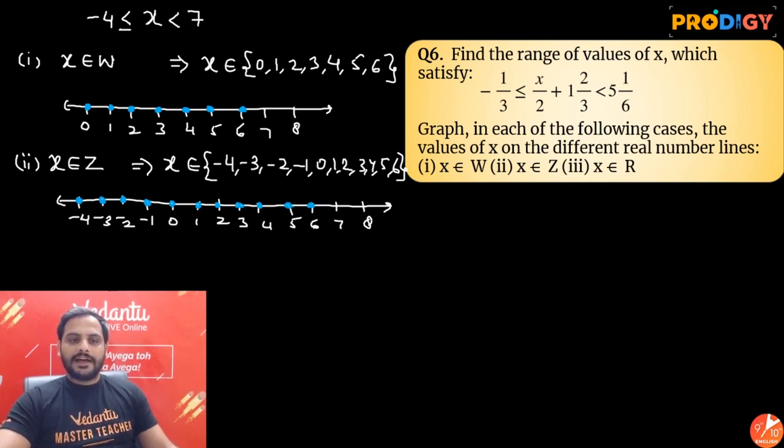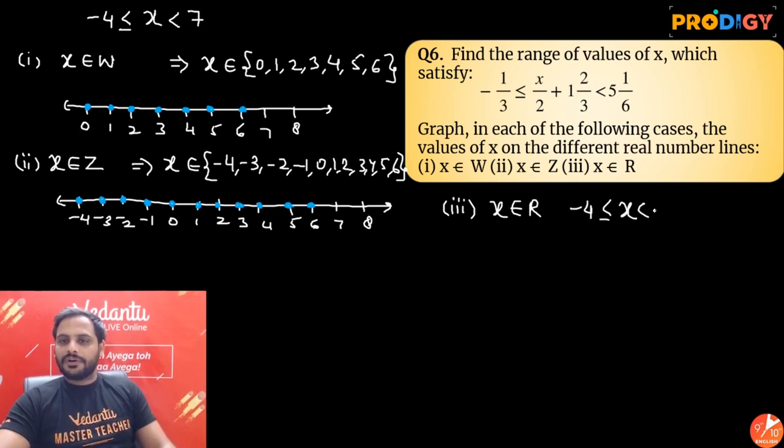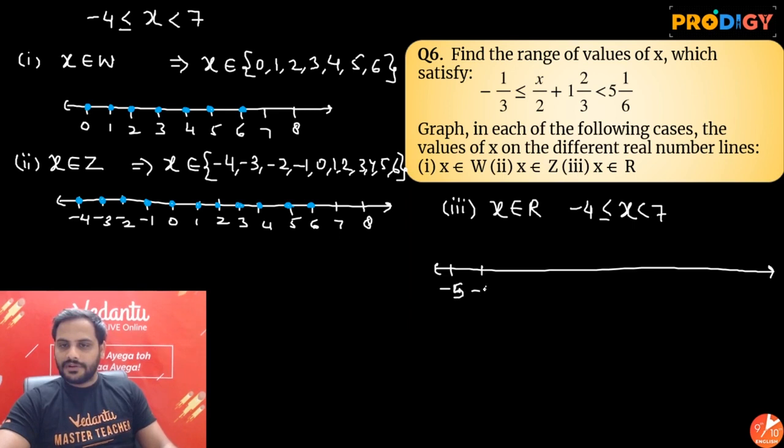Alright. Now beta, the last one is x belongs to real numbers. In this case x belongs to real numbers, so I can say x will be all the values between minus 4 and 7, where minus 4 is included. So let's say this is the number line. Let's start from minus 5: minus 5, minus 4, minus 3, minus 2, minus 1, 0, 1, 2, 3, 4, 5, 6, 7 and 8.